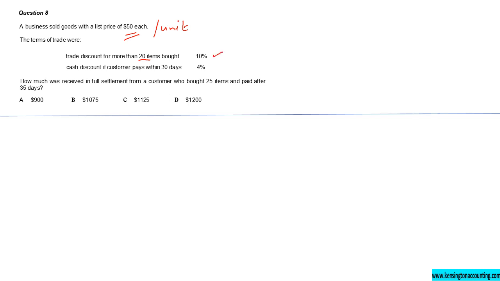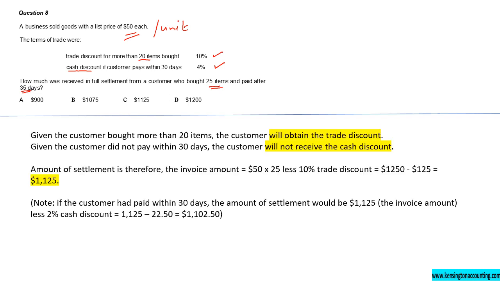And a further discount, a cash discount, which is a discount allowed if the customer pays within 30 days, of 4%. Now, the question is asking what was the amount received in full from a customer who bought 25 items but pays 35 days later. The first thing: because the customer is buying more than 20 items, the customer will get the full trade discount of 10%.